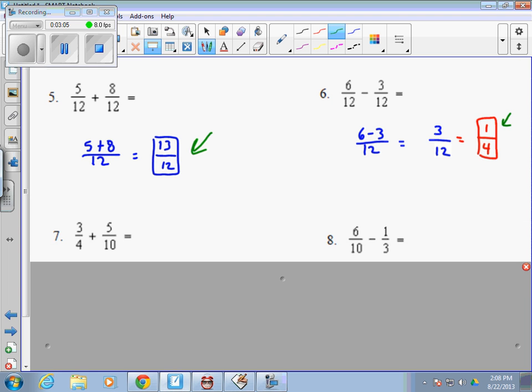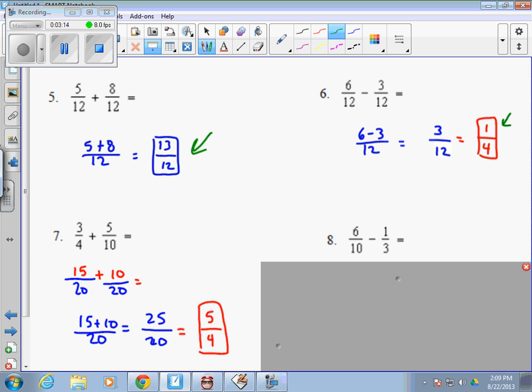Number 7 and 8, 3/4 plus 5/10. The difference between these and 5 and 6 is their denominators are not the same. So the first thing you need to do is create common denominators for number 7. The smallest number that 4 and 10 both go into is the number 20. If you use the larger number, you'll just have to simplify later on. But they go into 20. So what you need to do is see, what do I have to multiply 4 by to get this number 20?